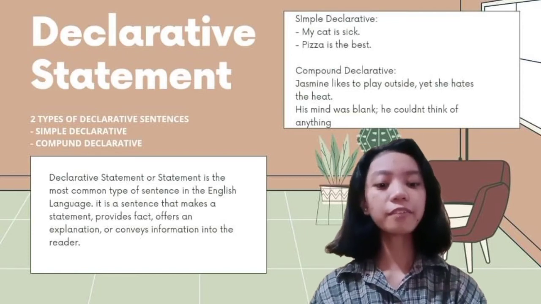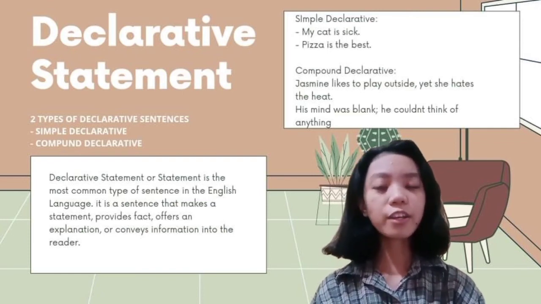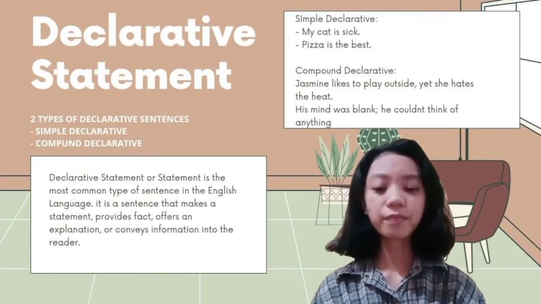A simple declarative has a simple sentence structure. It consists of a subject and a predicate. An example of this is, my cat is sick, or another example is, pizza is the best.